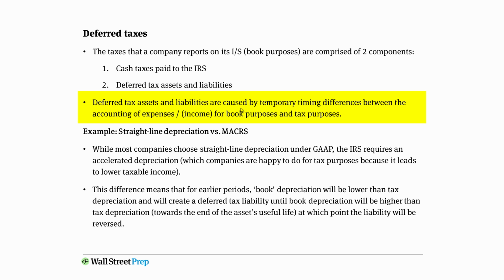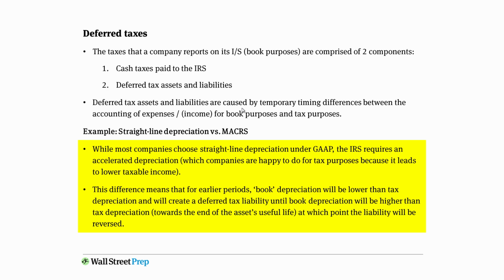So the simplest example, and probably the most common example of what creates these types of differences, is associated with depreciation. Specifically, while most companies choose straight line depreciation under GAAP, both US GAAP and IFRS, the IRS, for example, in the United States, requires an accelerated depreciation, which from a tax standpoint, companies are happy to do. For tax purposes, it leads to a lower taxable income. The more depreciation you take up front, the less taxable income you have to pay taxes on in earlier periods.